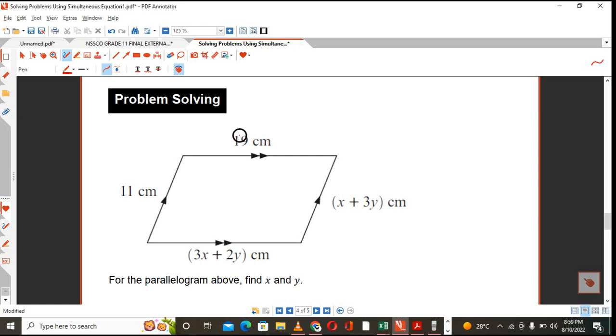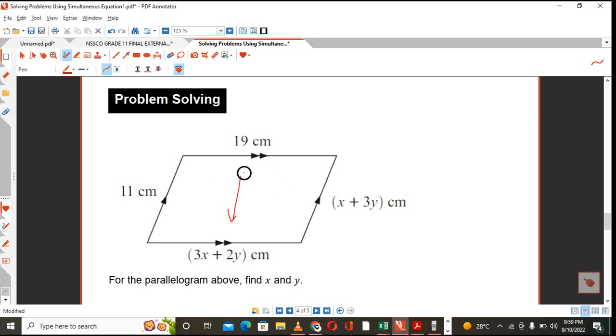So I'm doing a two-part quick video on problem solving involving equations that you solve by means of simultaneous equations. What you have over here is a parallelogram, and one side is 19 centimeters and the side opposite it is 3x plus 2y.